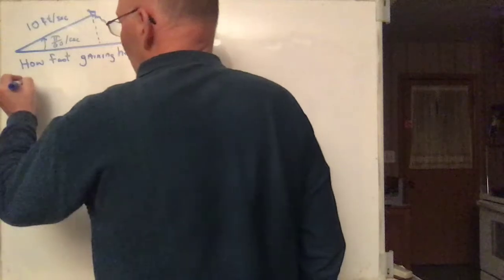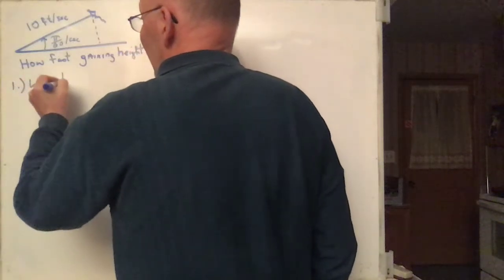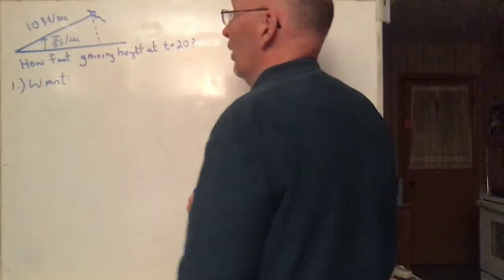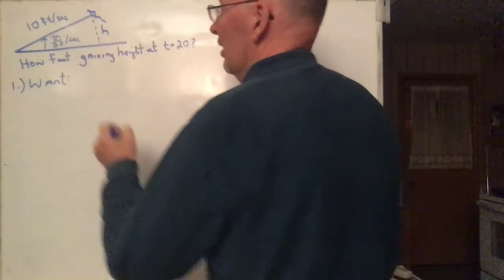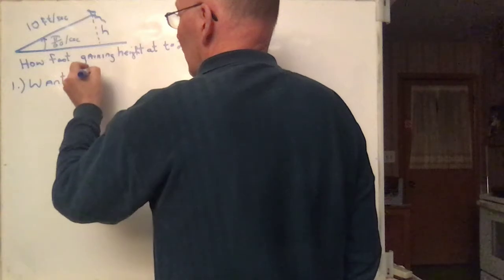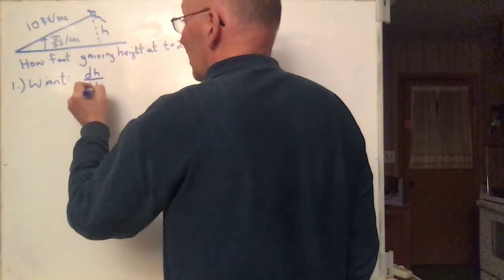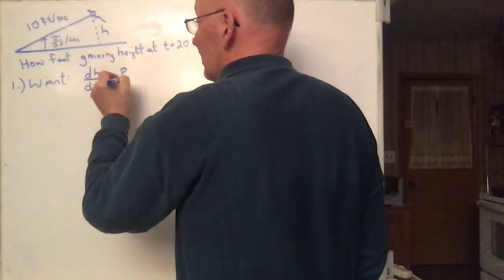The first one is, what do we want? What is the rate that we want? And in this case, we want the rate at which it's gaining height. So let's let h stand for the height. Okay, so in this case, then we want dh/dt. Okay, dh/dt.